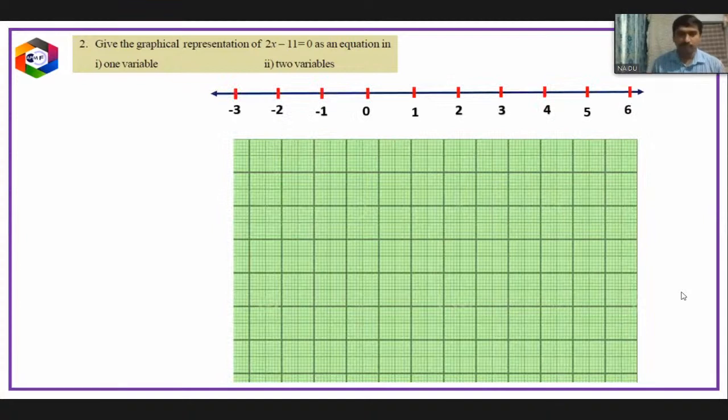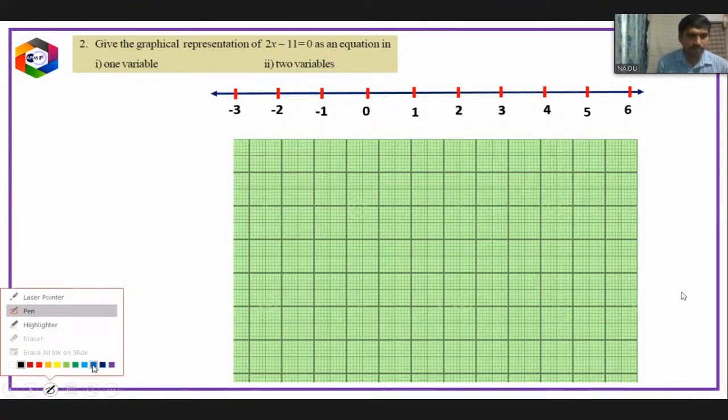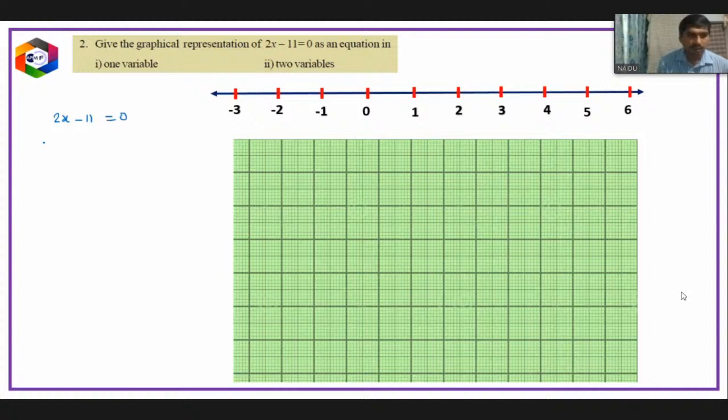So here, actually the question is 2x minus 11 is equal to 0. From this, if you take it as one variable, no problem. 2x is equal to 11, and the value of x will be 11 by 2, which is nothing but 5.5.